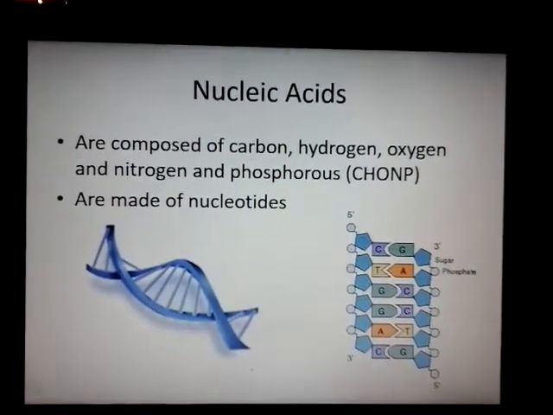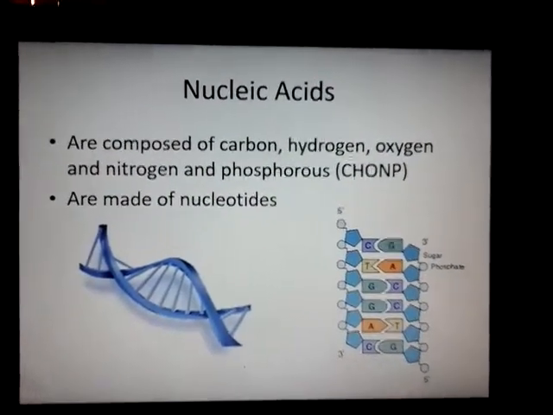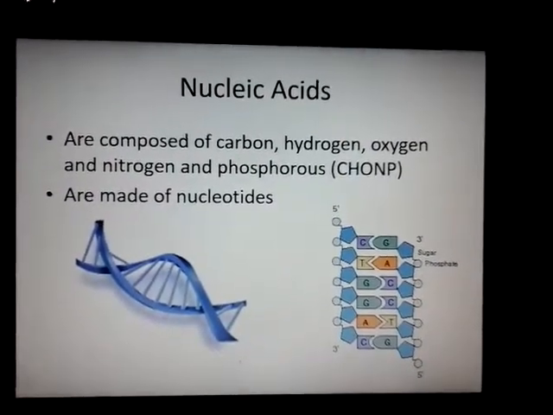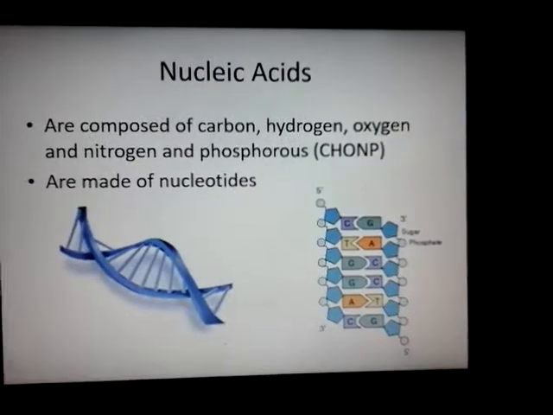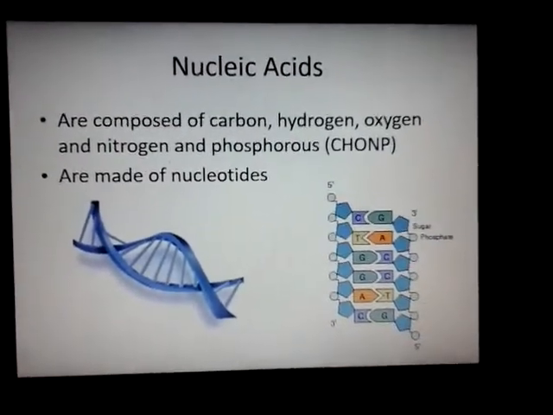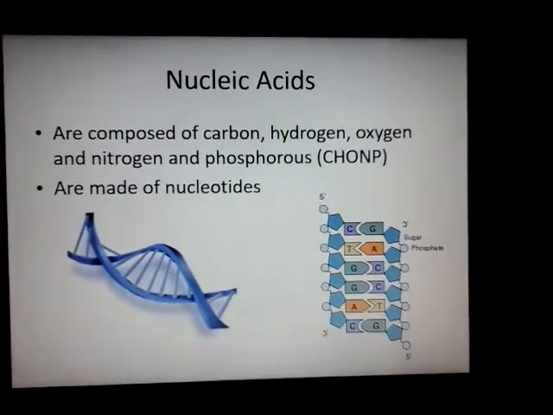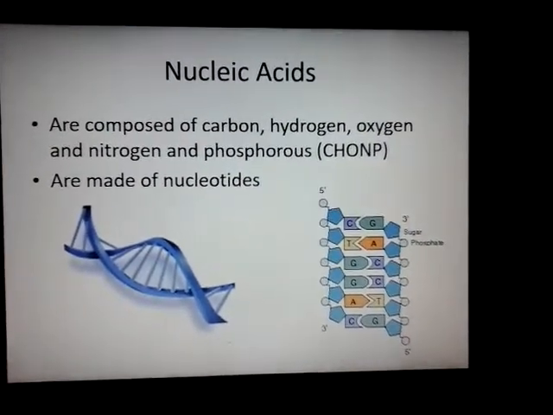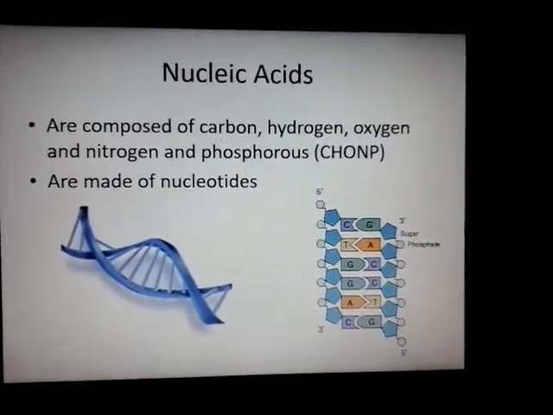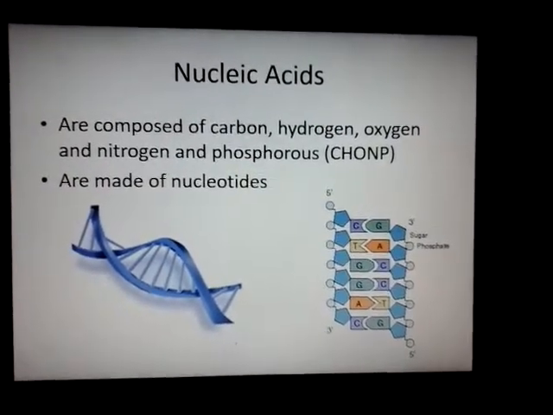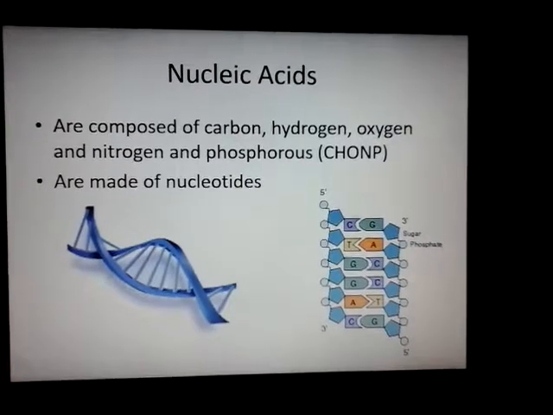Now, the last thing we need to look at, on the back of your packet, is these things called nucleic acids. Nucleic acids you know of as DNA and RNA. We're going to spend a whole unit just talking about DNA and RNA and how they make proteins. But notice that nucleic acids are made of carbon, hydrogen, oxygen, nitrogen, and phosphorus.